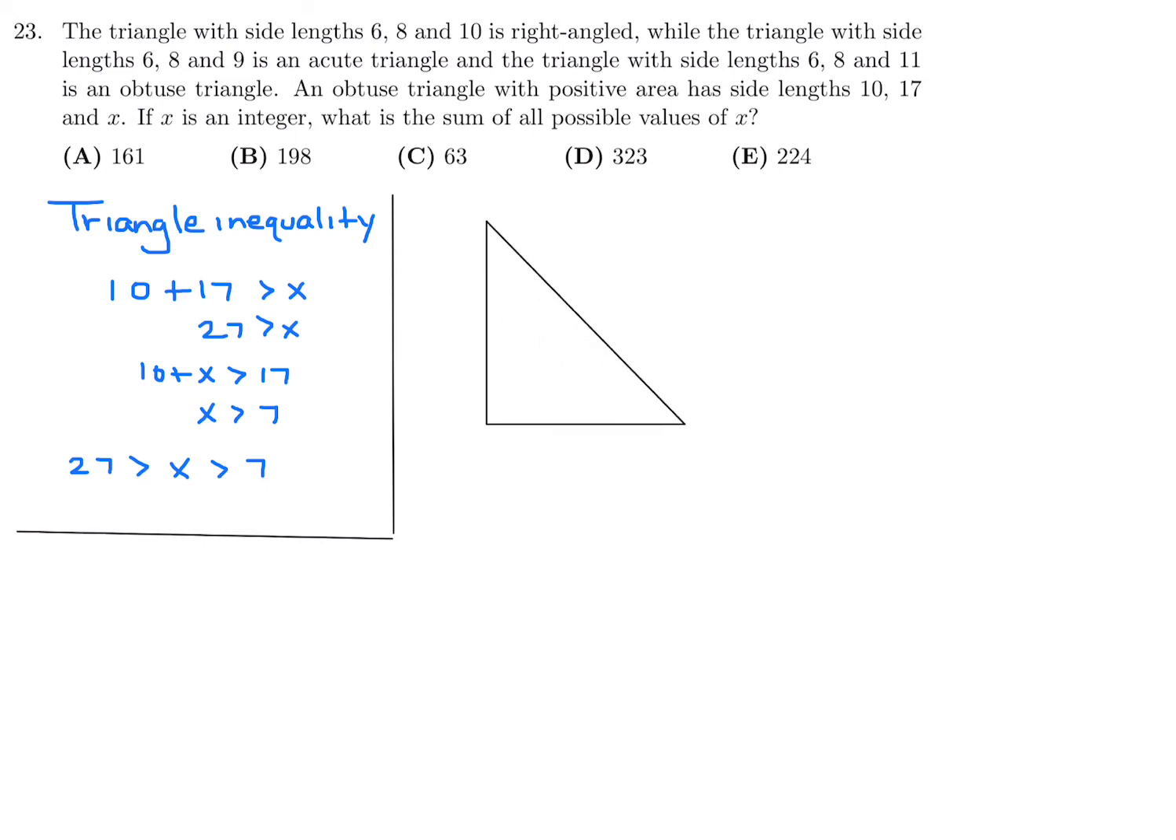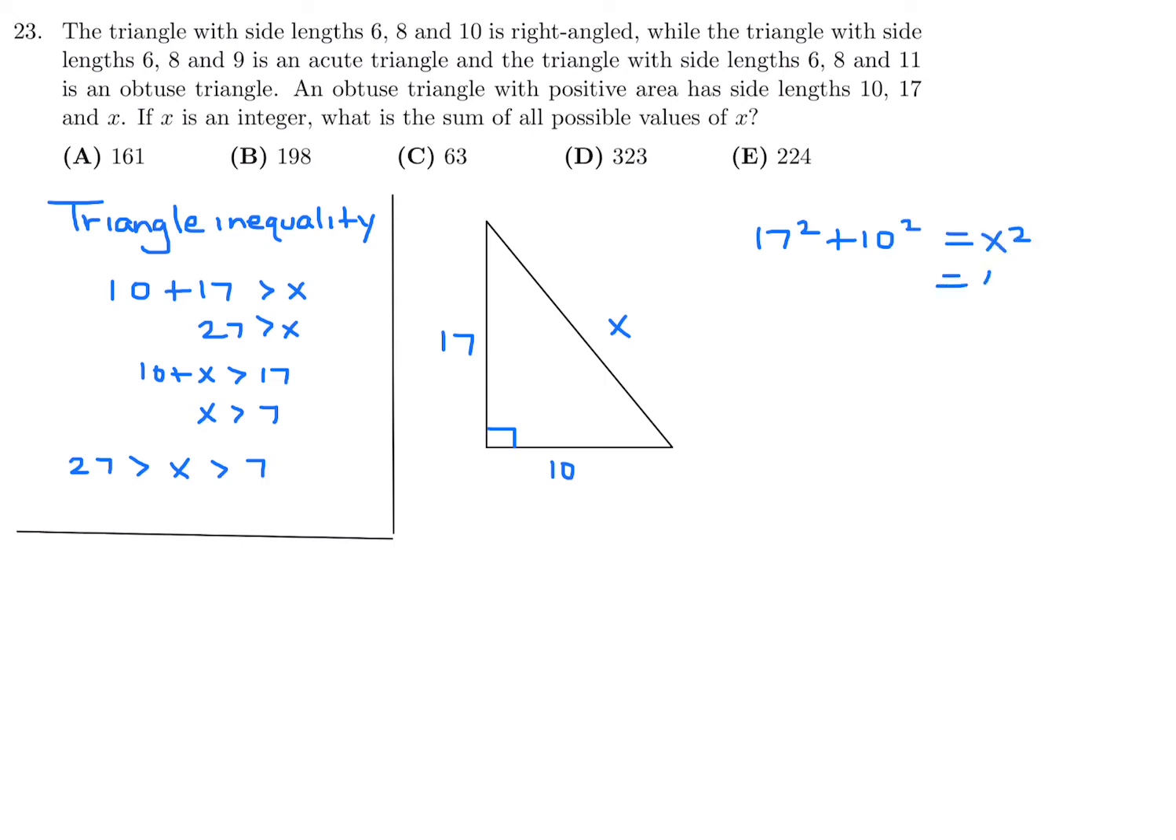So the first one, we'll just draw a little triangle here. This is a right triangle. Now that's going to be important for me because it's going to give me a reference. So if I call this 17 and 10 and x, if it's a right angle, 17 squared plus 10 squared will be equal to x squared. So that means x squared will be equal to 389, and therefore x will be approximately 19.72 if it's a right angle. But we don't want right, we want obtuse.